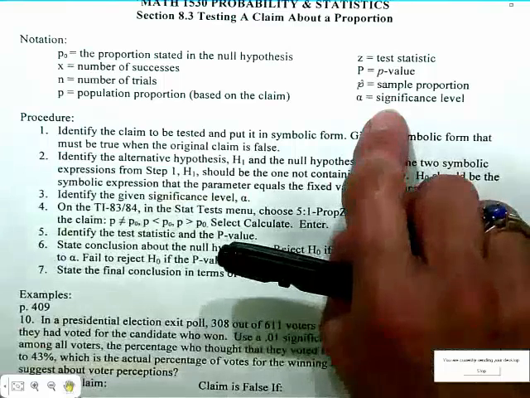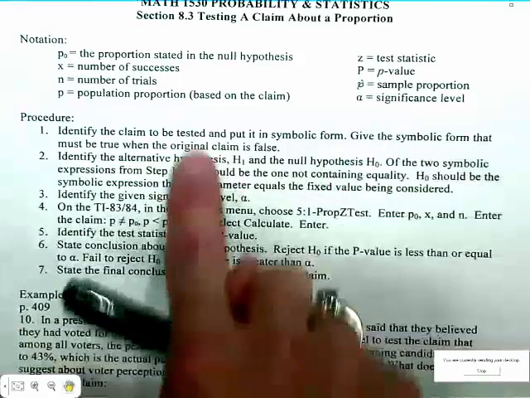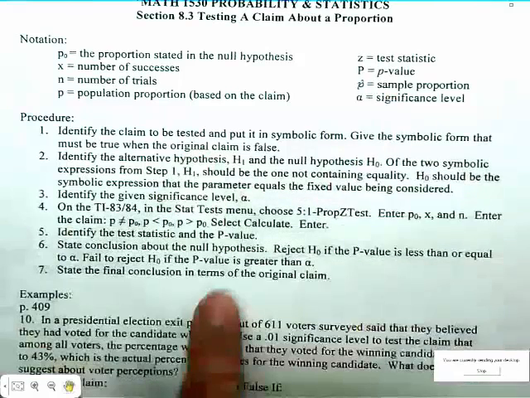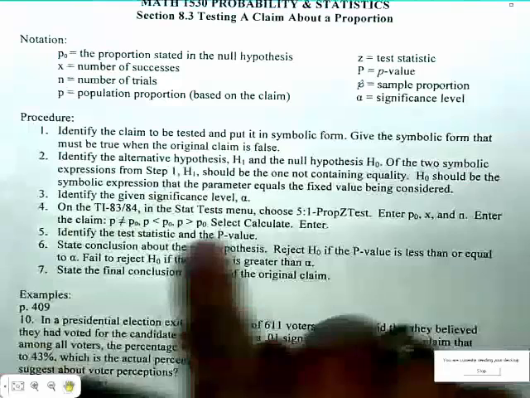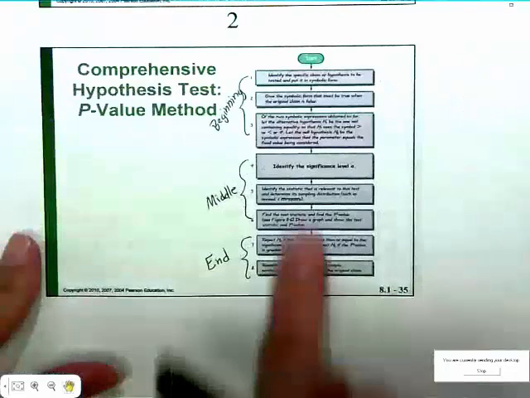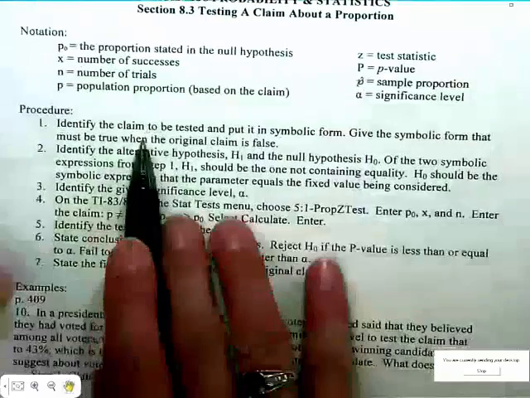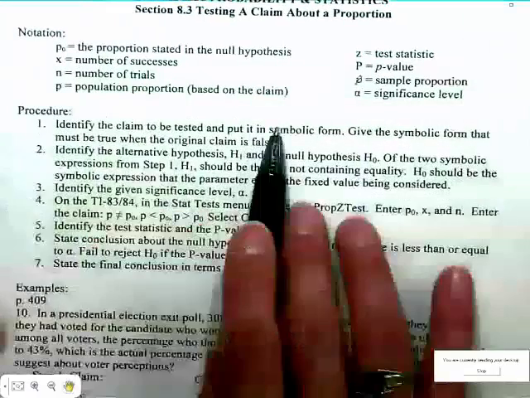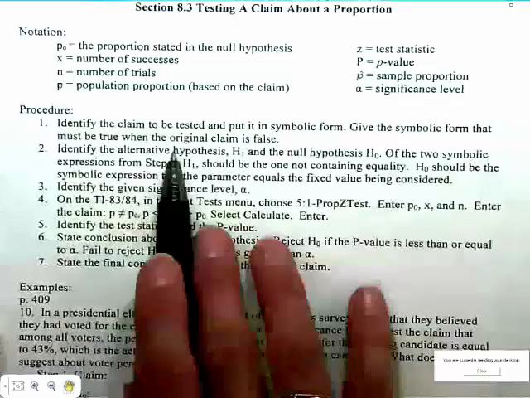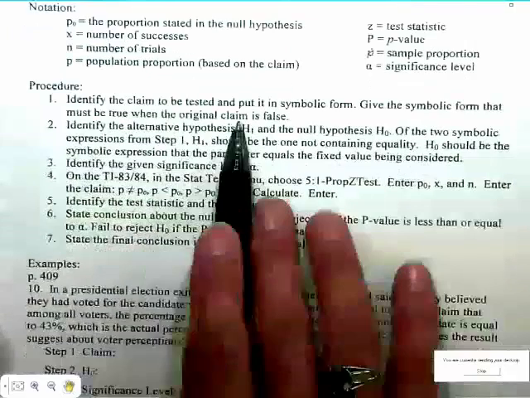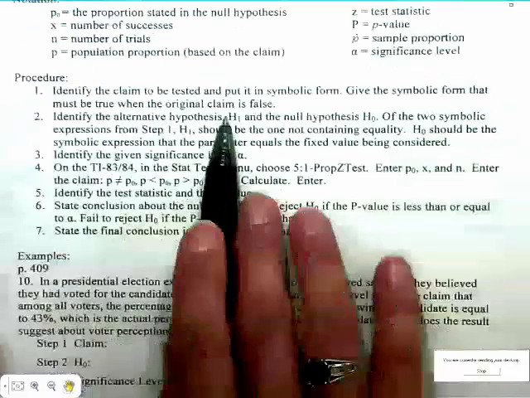These steps are just the written, outline form of this process. So you might like the flow chart. You may like steps 1, 2, 3, 4, 5, 6, 7. They're the same thing. Identify the claim, put it in symbolic form, give the symbolic form of what must be true if the claim is false, identify the null hypothesis and the alternate hypothesis, identify the significance level, and then here's the button we need.